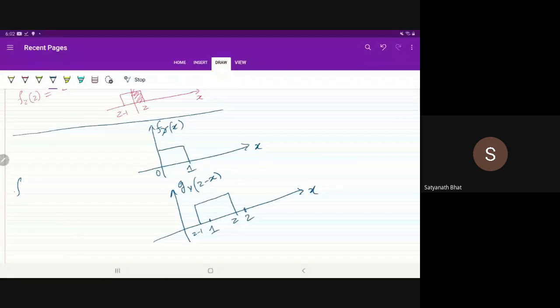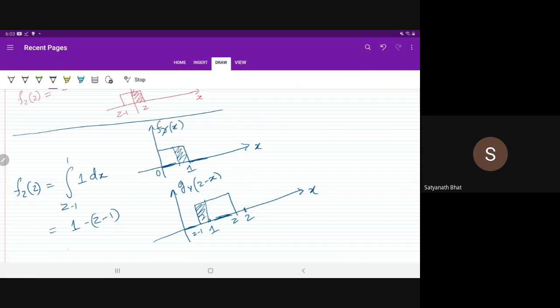Okay, so now fz of z, what is it? Now we have to look at the common area. This is the common area. So when you take the integration, this part and this part is zero. Now if you try to take the integration, the lower limit will be z minus 1, the upper limit will be 1, and the integrand will be 1 dx. If I integrate, I will get 1 minus (z minus 1), which is 2 minus z.